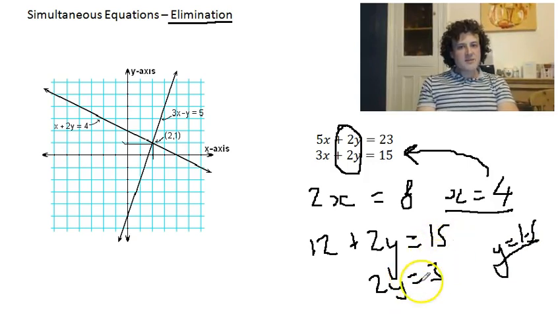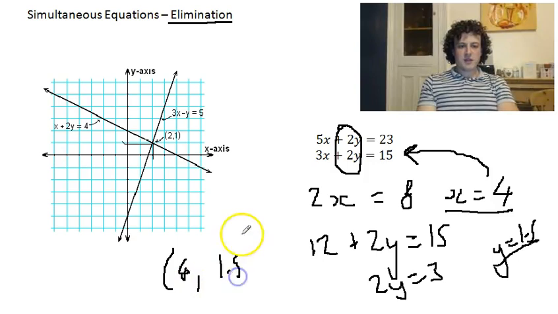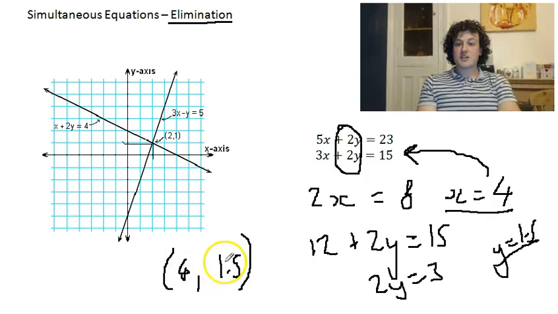Now, sometimes you need to give your answer as a coordinate. So like they have here as a coordinate, so it'll be 4 and 1.5, but that's not particularly arduous. You just put the x number first and the y number second in a bracket with a comma. Easy peasy. Let's look at another example.